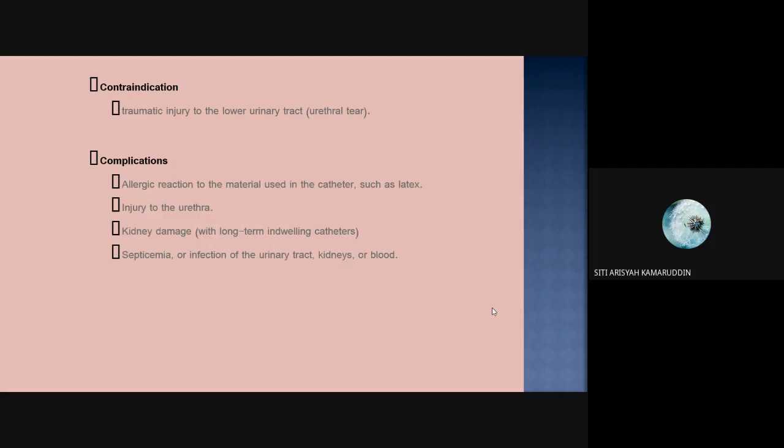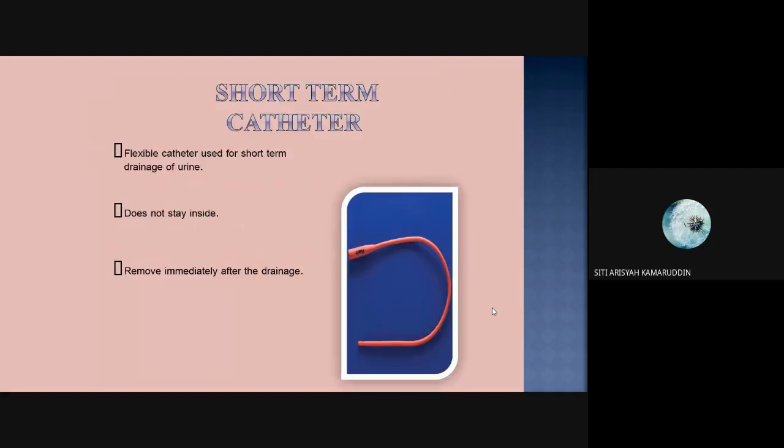So these are contraindications if the patient has traumatic injury to the lower urinary tract, and complications of Foley catheter are allergic reaction because the catheter is made of latex, injury to urethra, kidney damage, and septicemia due to infection of the urinary tract, kidneys, or blood.